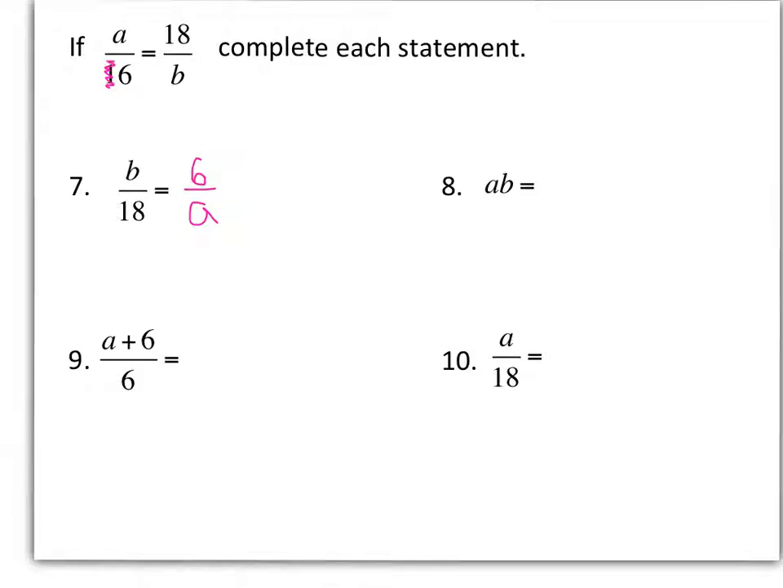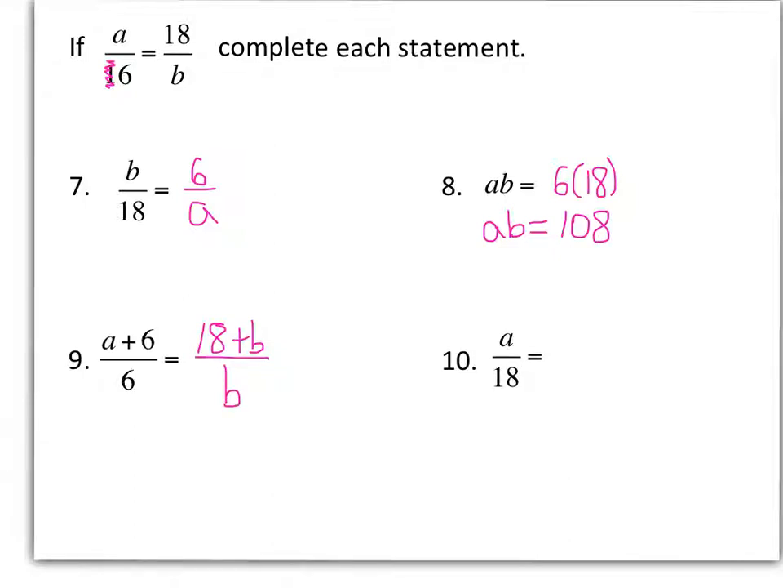In number 8, A times B, so there's the cross product. So take 6 times 18, or A times B is equal to 108. In number 9, A plus 6 is to 6, so we added our denominator to our numerator and kept the denominator the same. So we'll do that in our ratio on the right. We'll have 18 plus B is to B.